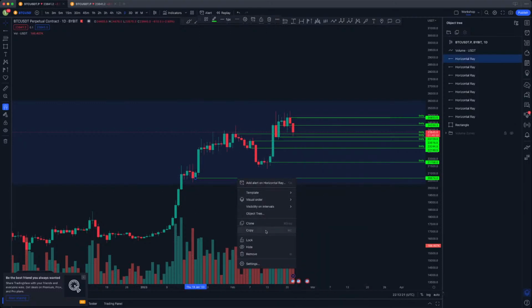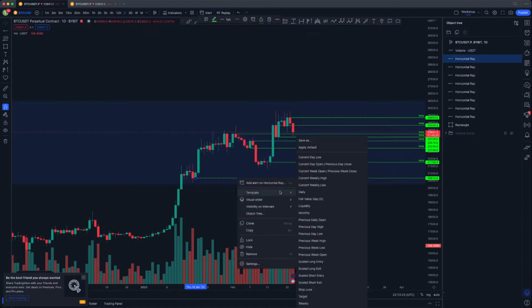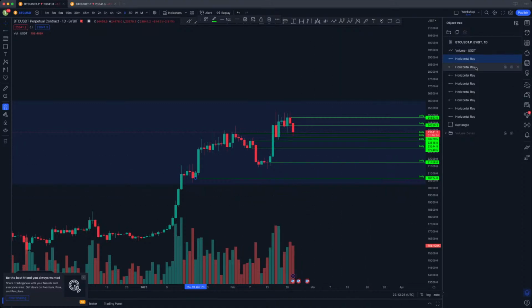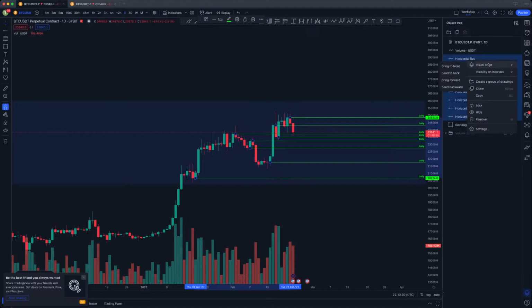Right click. What's the template? Going to call that daily. And we're just going to highlight these, right click, create a group, rename, daily, higher time frames.